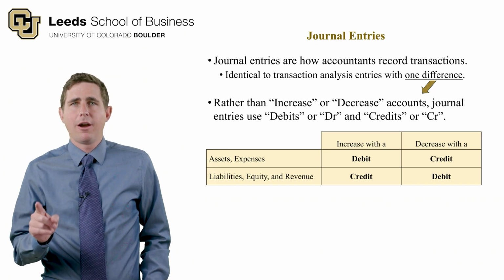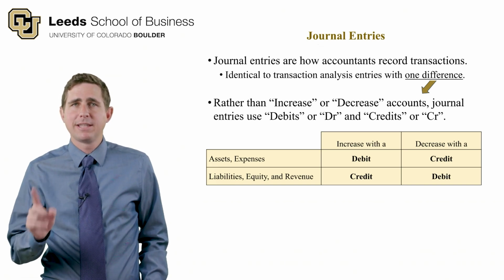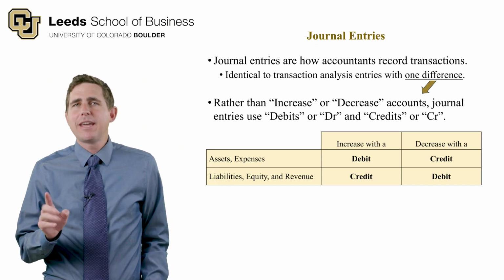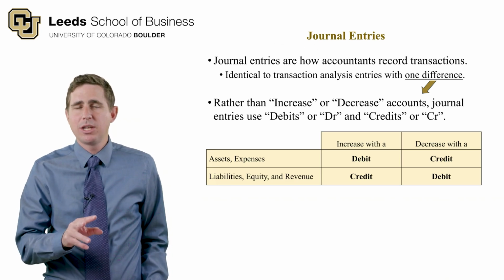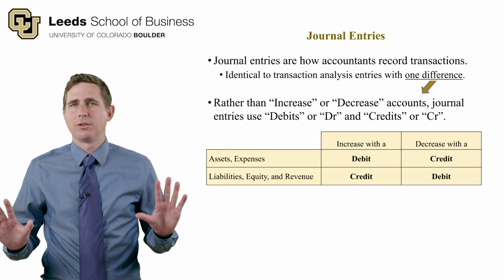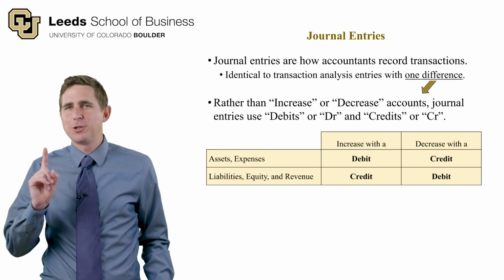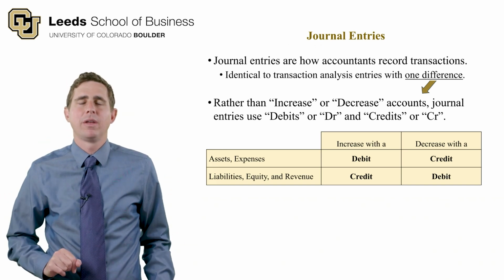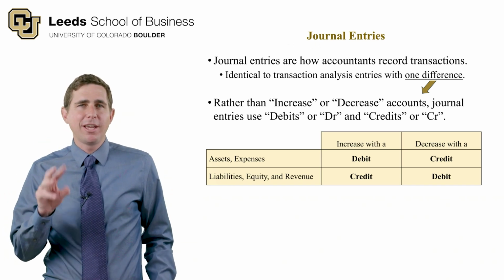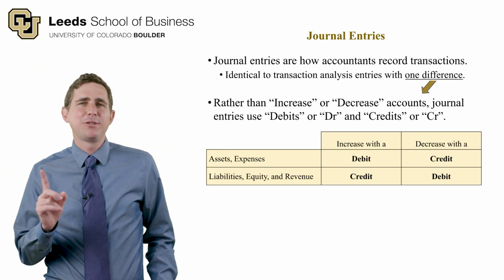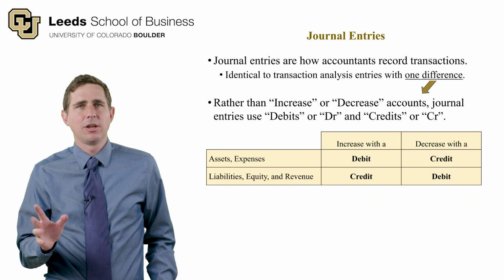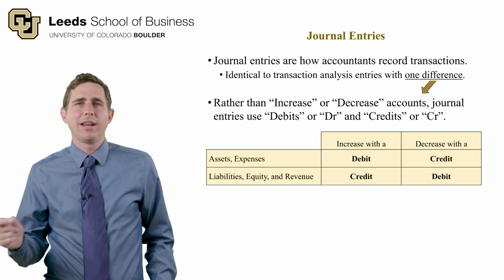Journal entries are how accountants record transactions. Actually, they are identical to the transaction analysis that we did in the previous video. There's just one difference. Remember how in the prior video we increased and decreased accounts? Well, journal entries don't increase or decrease accounts. Journal entries debit and credit accounts.